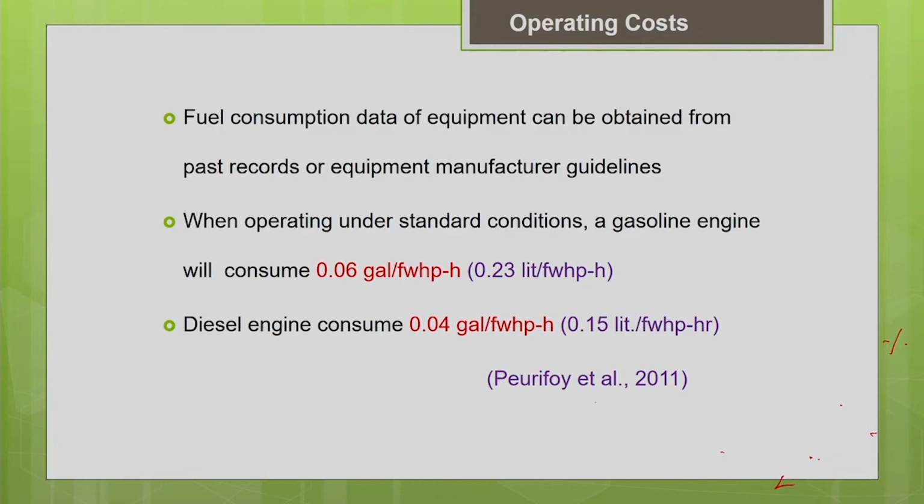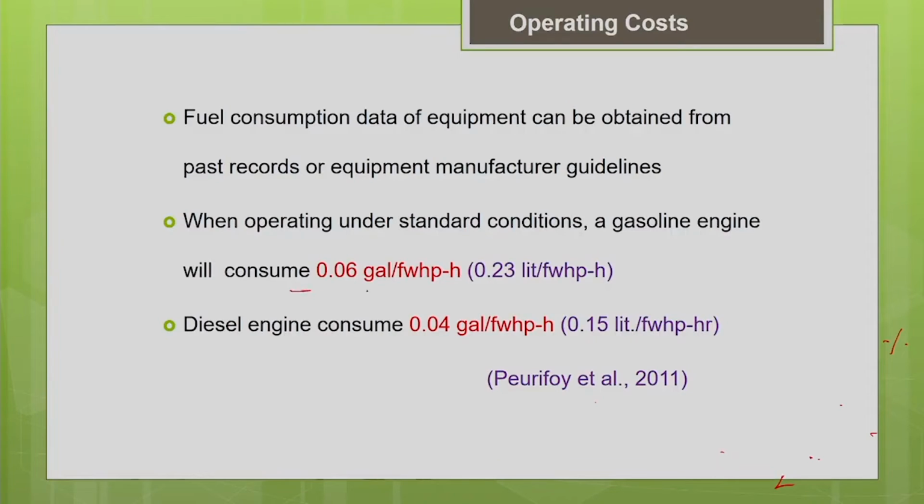Okay, so when operating under standard conditions, these are the theoretical values which we have determined from the literature. The literature also gives you some standard values. When a machine is operating under standard conditions, a gasoline based engine will consume 0.06 gallons of gasoline per flywheel horsepower hour. In SI units, it is 0.23 liters per flywheel horsepower hour.